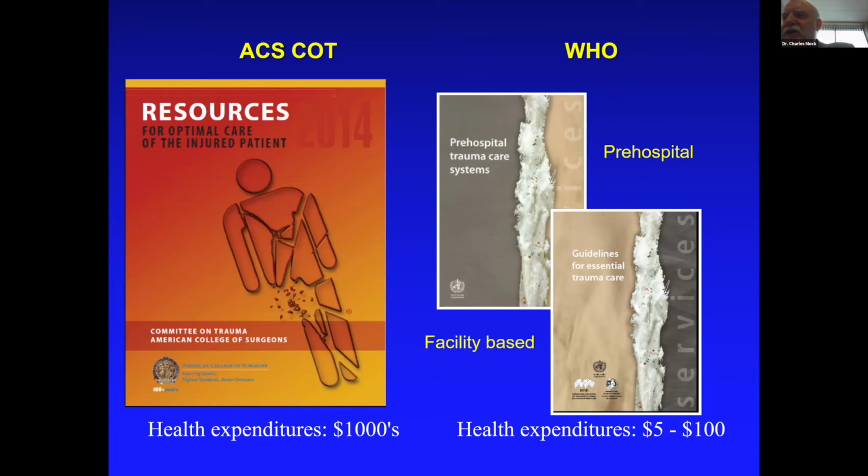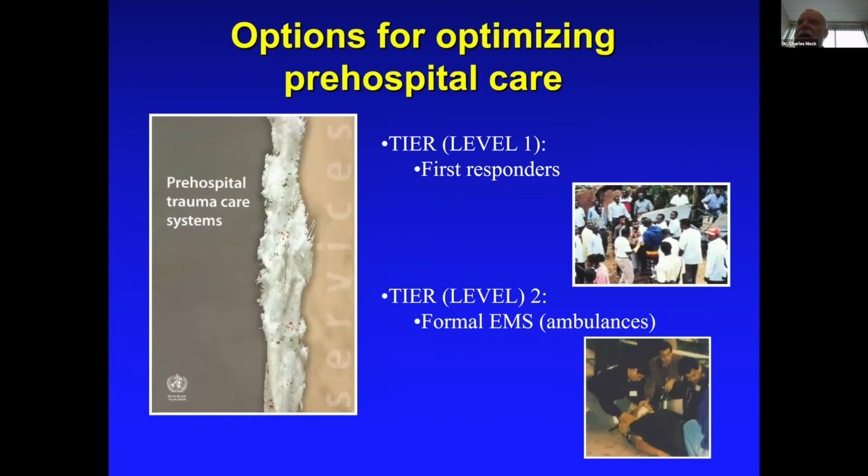But what we've done with WHO is to take those resources, which currently are oriented for countries that have thousands of dollars per capita per year to spend on health, and make them realistic for countries that have $5, $100, or very low levels per capita per year to spend on health. The pre-hospital trauma care systems guidance gives advice to governments and institutions on how to institute and expand basic ambulance services, and what to do when those ambulance services can't cover an entire country, such as by training networks of first responders.